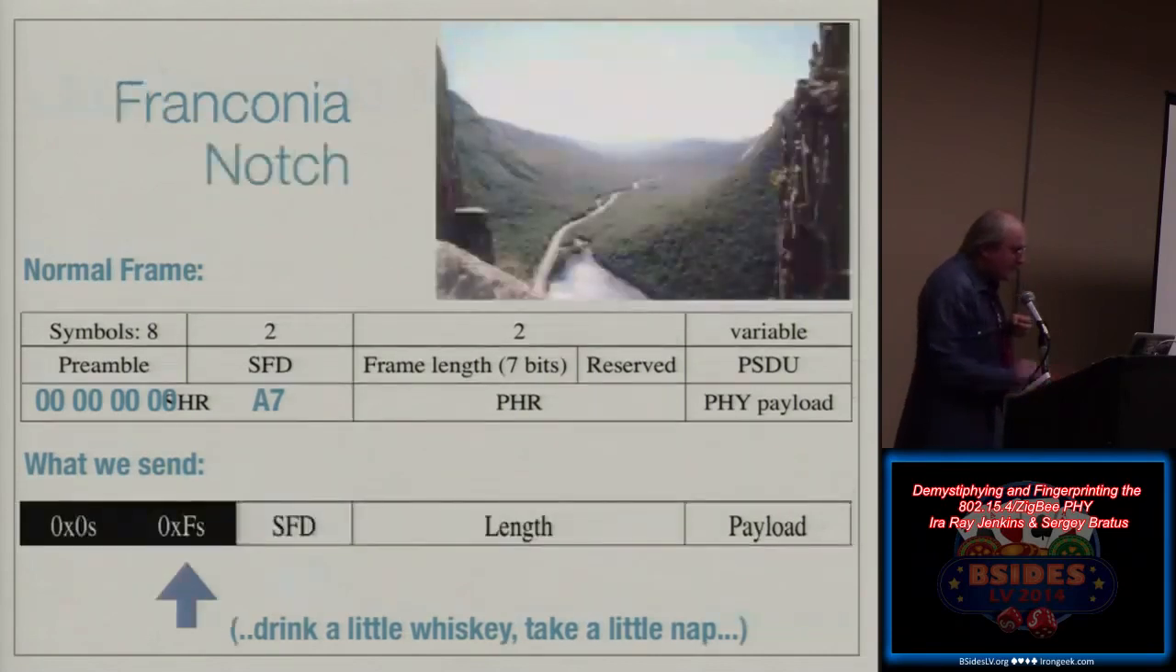Here's another one, which turned out to be simpler and worked better. In the preamble, some of those zeros you replace with Fs. We called it Franconia Notch because this is how you get to New Hampshire, where we're all neighbors from less hospitable parts of New England, such as Massachusetts.